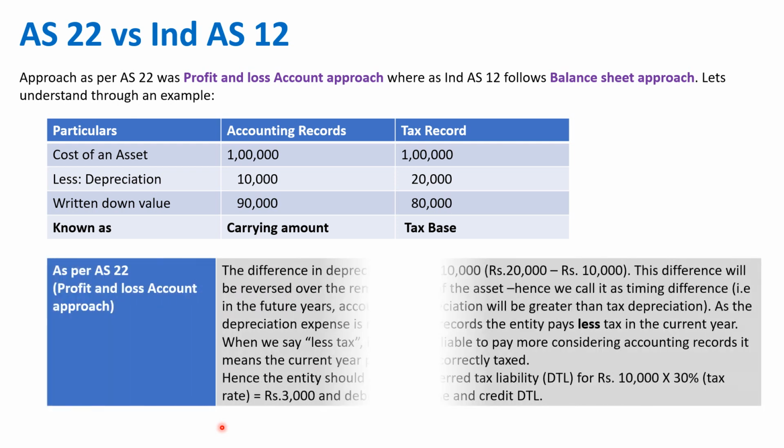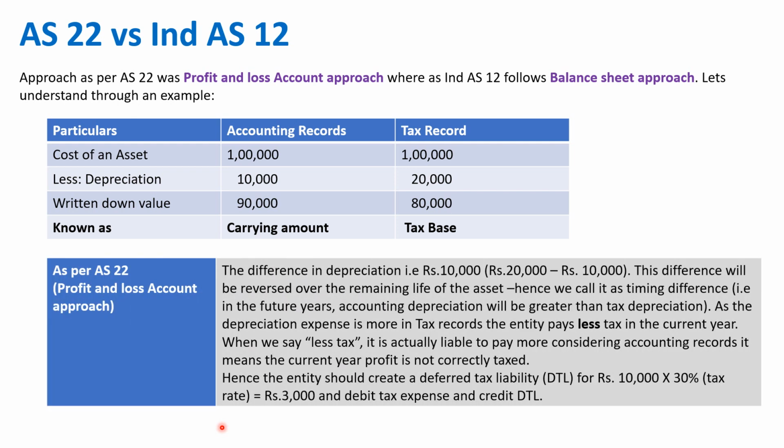Okay. So now let's try to understand under AS 22 how the deferred tax was calculated. The difference in depreciation between accounting records and tax records is 10,000 rupees. This difference will be reversed over the remaining life of the assets, because the accounting record applies a lower rate of depreciation, so the life of the assets will be for a longer period.